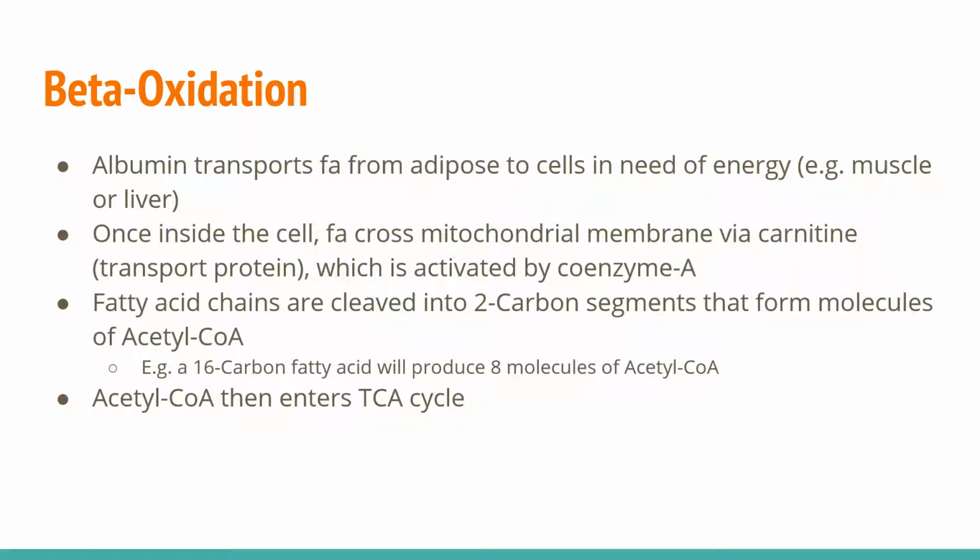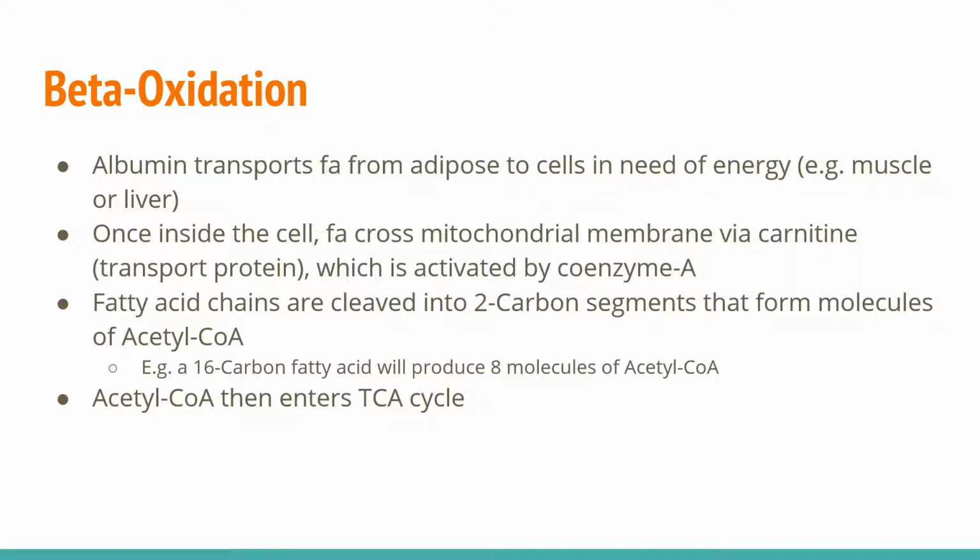A couple molecules I want you to be familiar with. Albumin, which is a transport protein. Remember that fatty acids are not water soluble, but the blood is water. So in order to get fatty acids from adipose tissue to the cell that needs energy, like a working muscle or the liver cell, we need a way to transport the fatty acid molecule through the blood. So that's albumin. It is a transport protein, but it's also a phospholipid, so it has a hydrophilic component to it that allows it to move in the blood and carry the fatty acid component on its hydrophobic part.